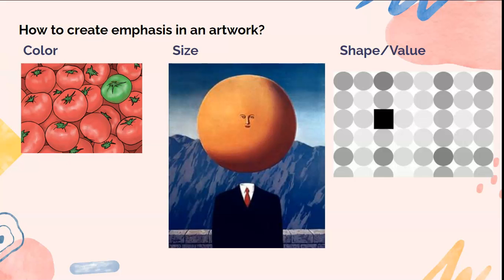For example, in this illustration, we can see various shades of circles, but there is also a distinct shape there, which is your square, and at the same time, the shade of it is darker than the rest of the shapes in this illustration. We can also actually use lines, textures, and other elements of art to create emphasis.